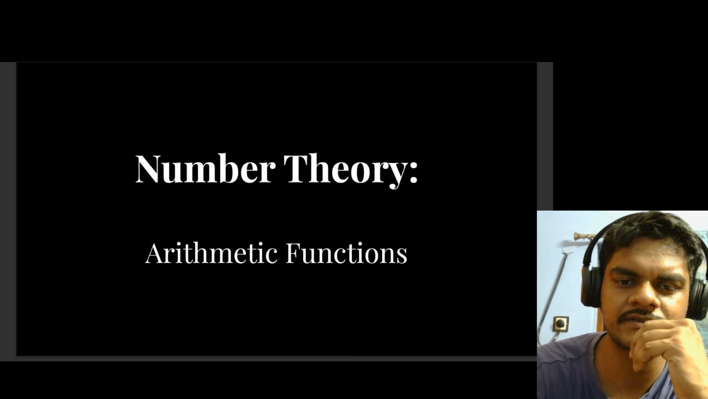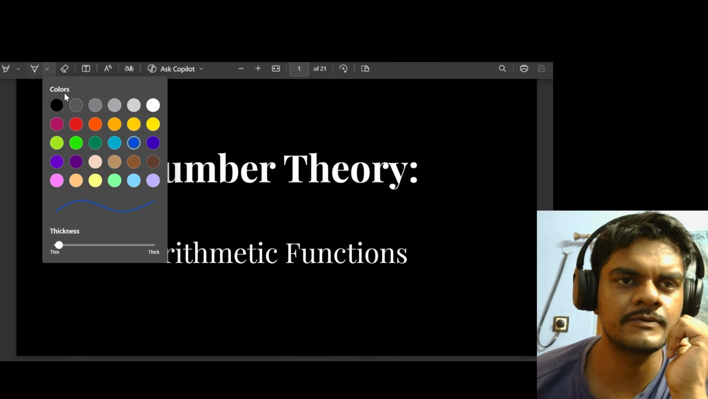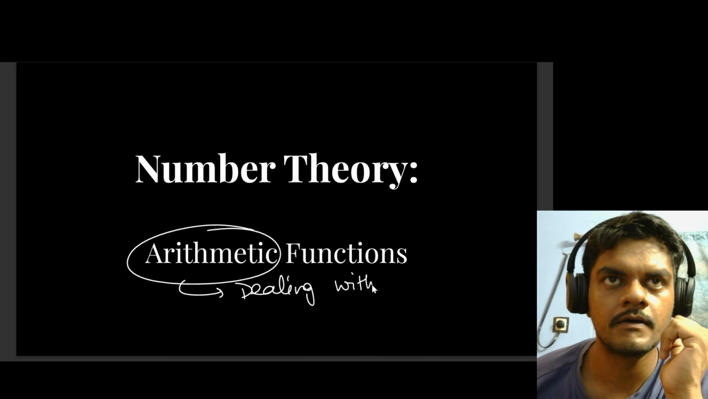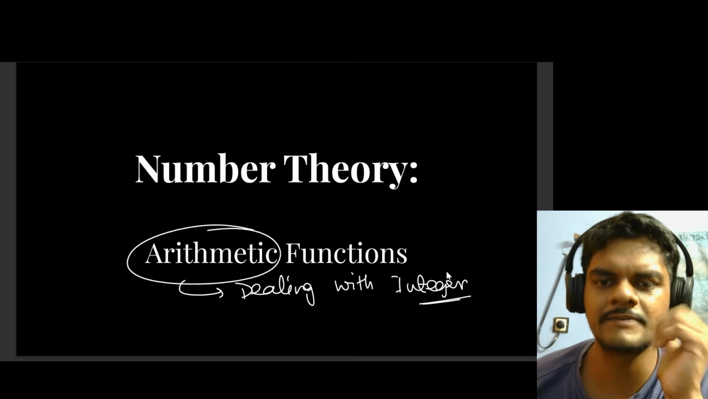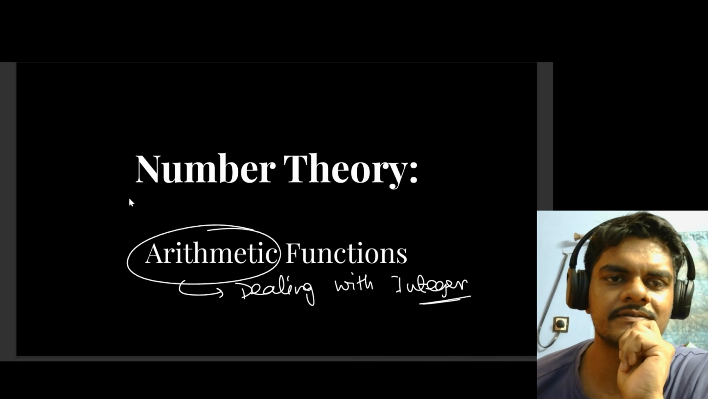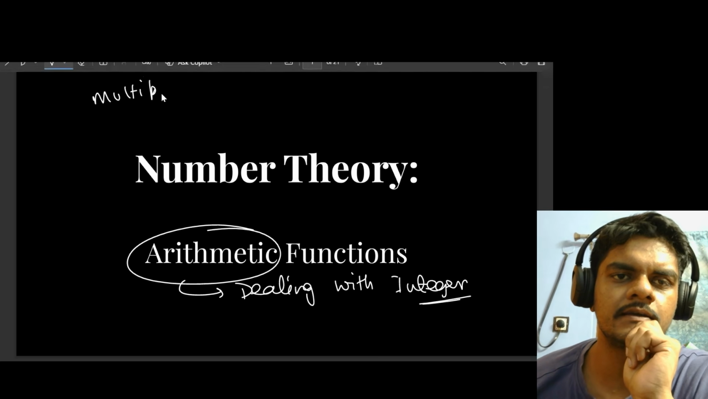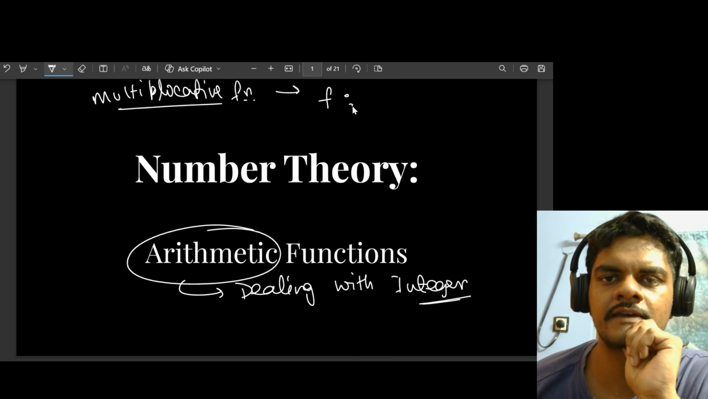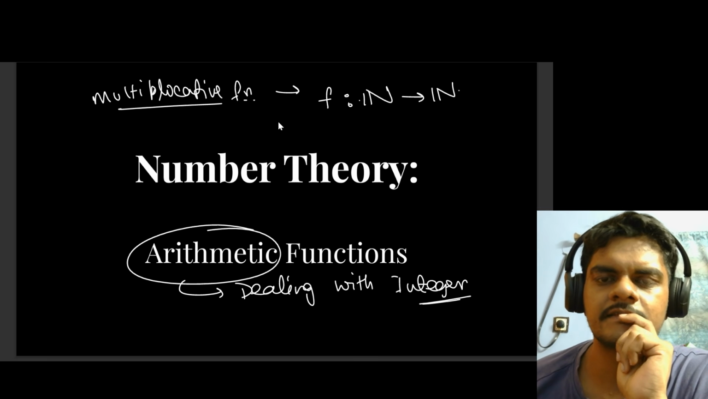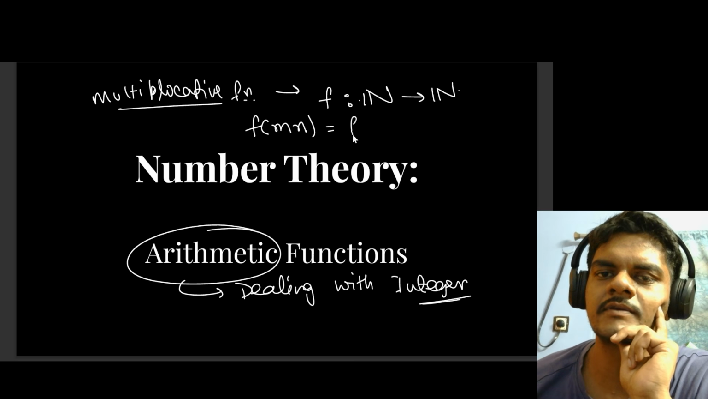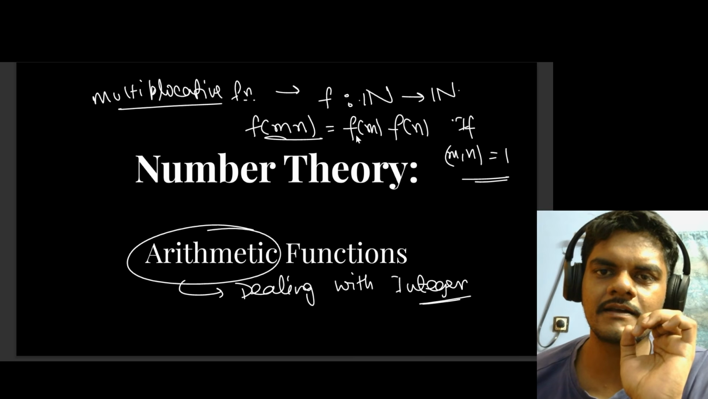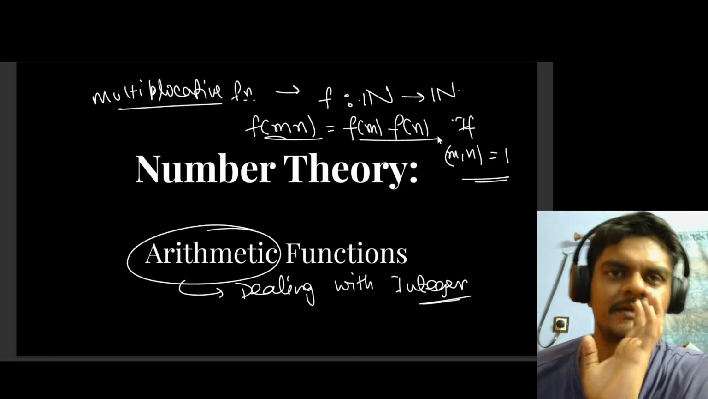So we'll solve mainly questions dealing with multiplicative functions, and you'll understand why it is so important. What is a multiplicative function, first of all, if you may ask me, then I'll tell you. An arithmetic function is first of all dealing with arithmetic operations on integers. Now, what is a multiplicative function? This function is, let's say, f of n, from N to N. This is defined such that f of mn equals f of m into f of n whenever the GCD of m comma n is 1. If m and n are co-prime, then it follows this property. This kind of function is called a multiplicative function.